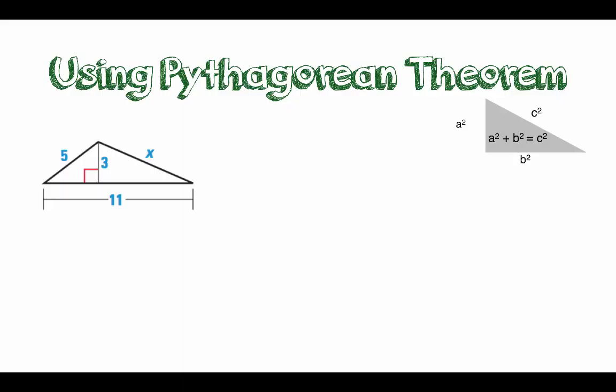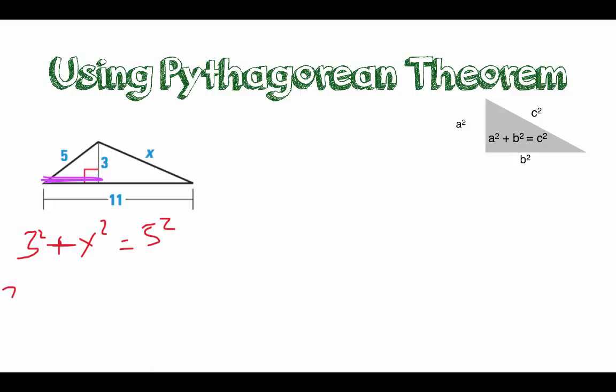First and foremost, we need to solve for what this little length is right here. So the best way for us to do that is go 3 squared plus x squared equals 5 squared. And I know I'm using x and it's over there, but I'm kind of keeping track in my head that they're not the same x.